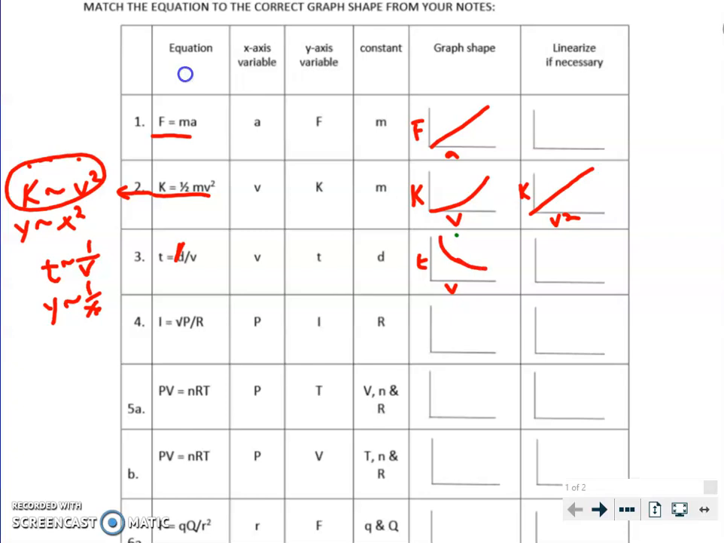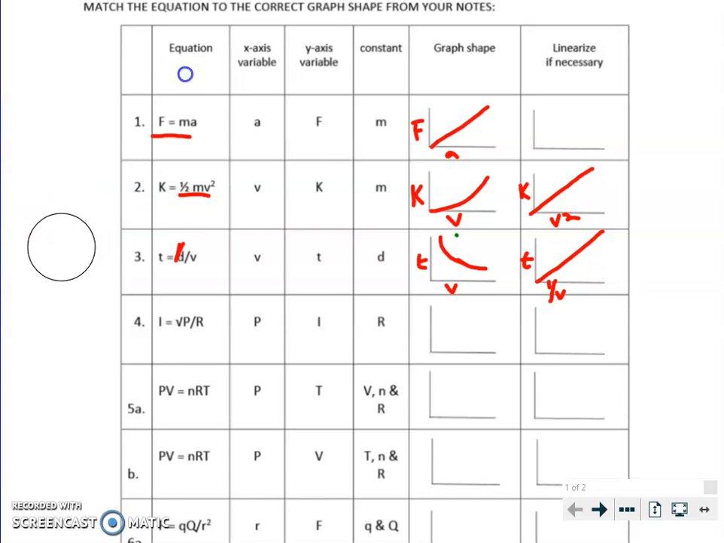I've got to linearize it. To linearize it, I just literally take my proportion, and that's what I plot. So I'm going to put t on the y-axis, 1 over v on the x-axis, and if I plot those, I would get a straight line. And I'm just going to say a few things about this last one because I don't know if you're quite understanding why you'd get a straight line if I plot those.